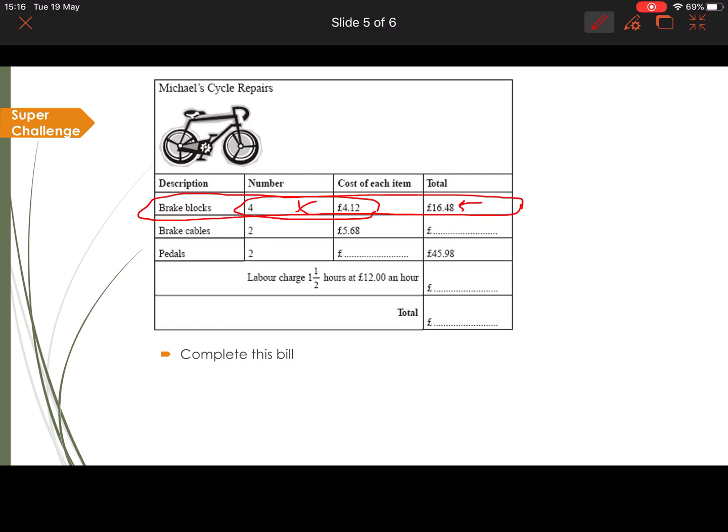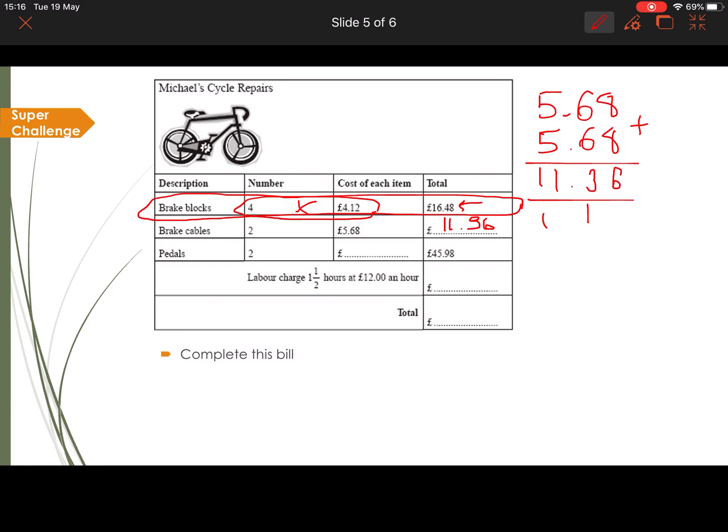So you would do the same on the next row. Brake cables cost £5.68 each, and you purchased 2 of them. So I need to add 2 lots of £5.68. Now 8 plus 8 is 16. 6 plus 6 is 12, plus the one that I carried is 13. And 5 plus 5 is 10, plus 1 is 11. So I know that this is £11.36.